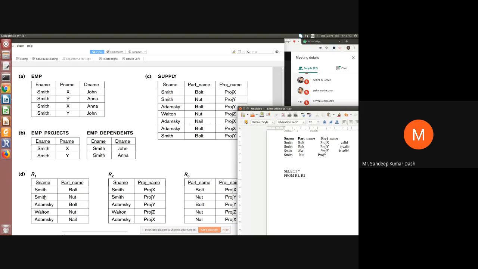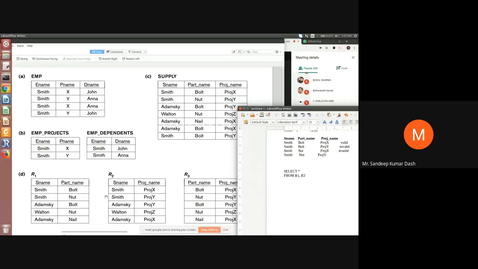Now sname value will be searched with or matched with this sname value. So Smith matches with this value. If it matches, then the rows will be combined. That's why I combined Smith bolt initially with Smith project X. Then again this Smith will match with this Smith. Smith bolt will be matched with Smith project Y. Okay, then Smith nut will be matched with Smith project X.